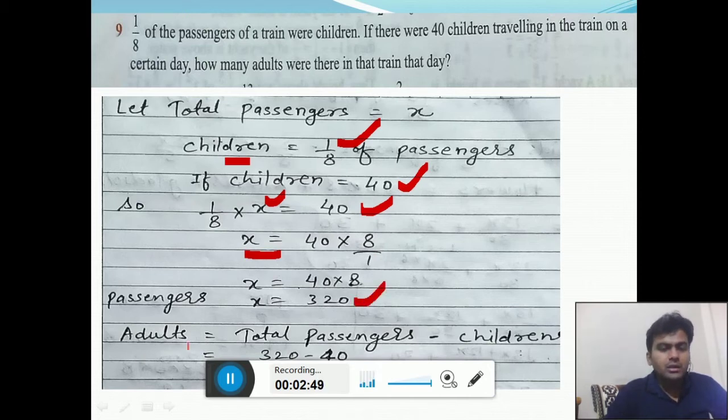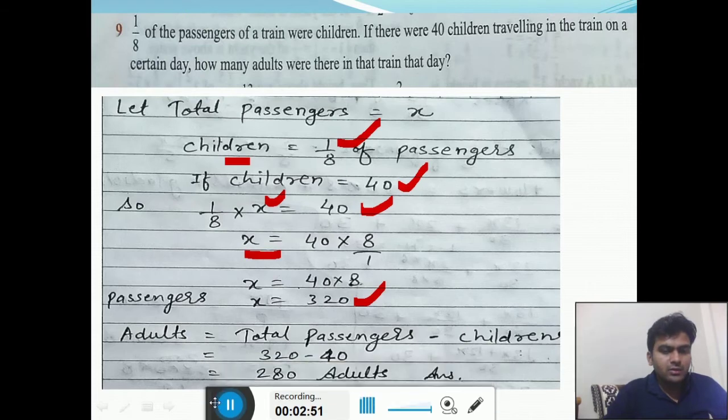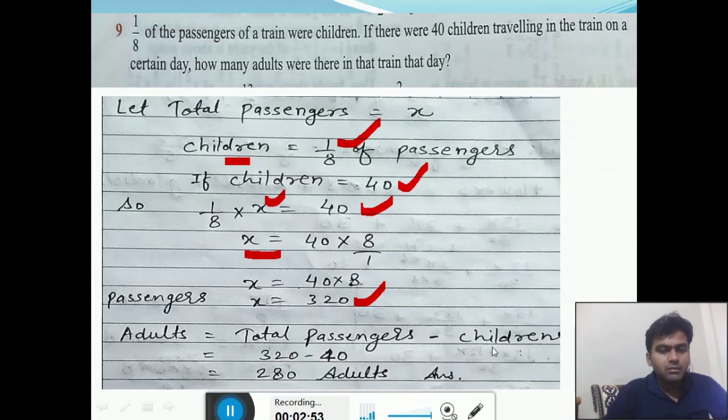And adults, how we can find out the value of adults? By subtracting the number of children. Number of children we have already given, 40. So subtract the 40 from total passengers, we will get the value of adults. So adults in the train are 280.